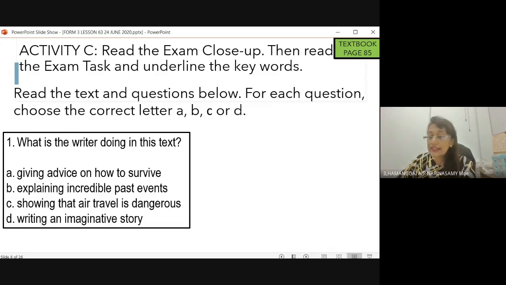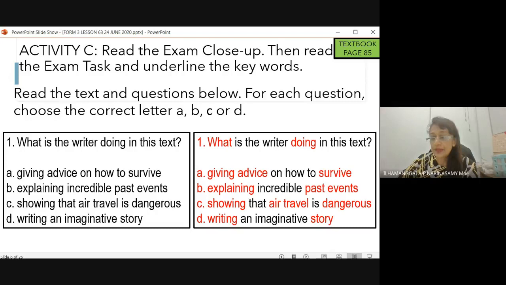So for those of you who have, I know you all don't watch the YouTube and all that. So basically, these are the keywords. What doing? Yeah, writer is important also. What writer doing? Giving advice, survive. Explaining past events, showing air travel dangerous, writing story. Usually stories are imaginative. There are no stories that are not imaginative. All right. Now you already have underlined your keywords.